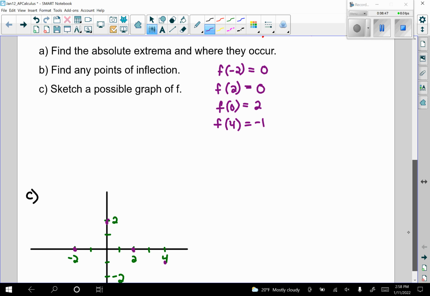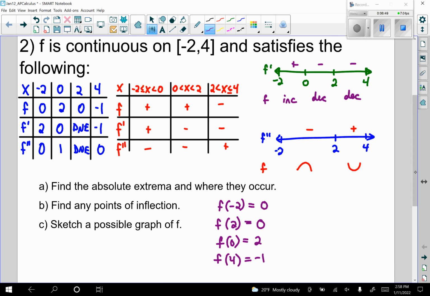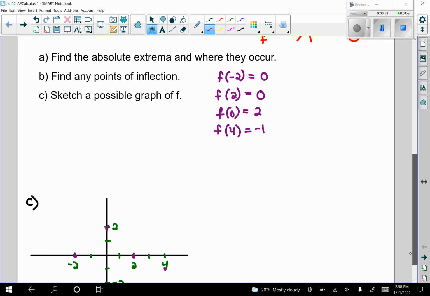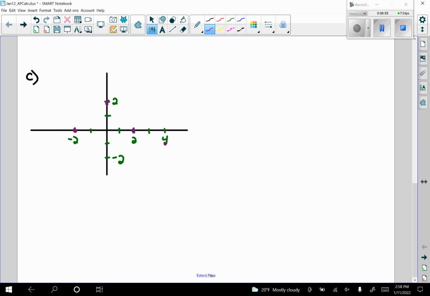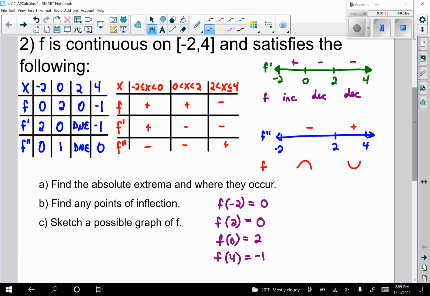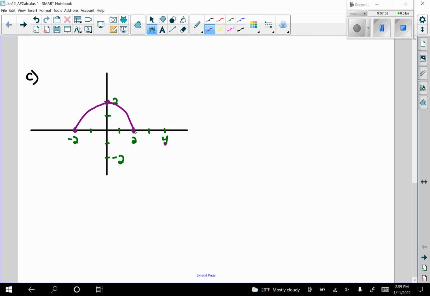So over here, we're going to look like something like this. We're concave down, we're increasing, then decreasing. And then from 2 to 4, we're concave up, but we're still decreasing. So that's going to look like this. We still have to be decreasing, but concave up.